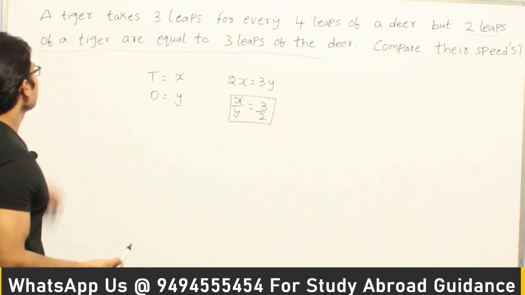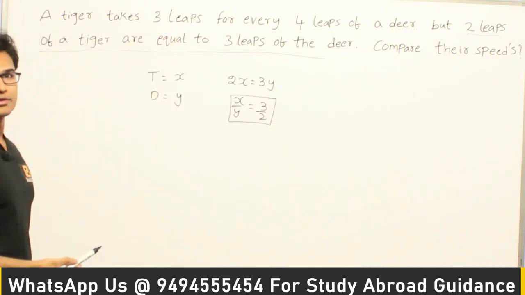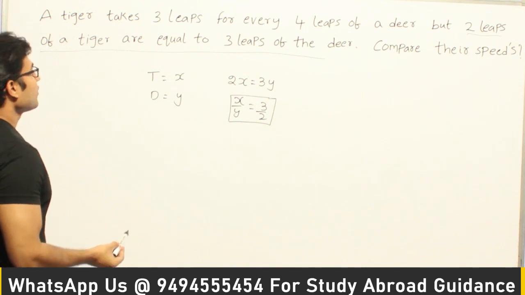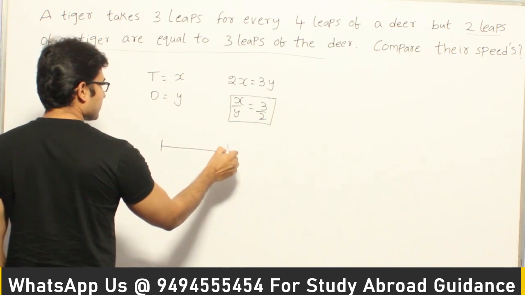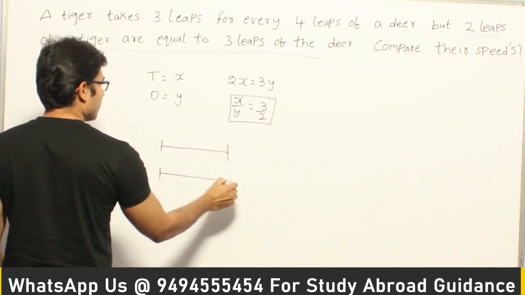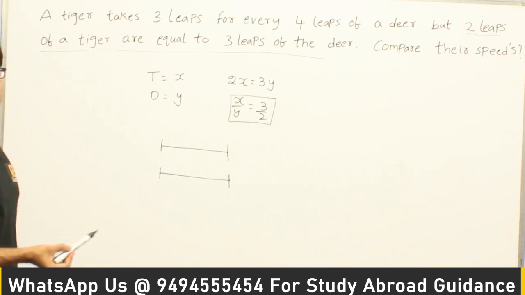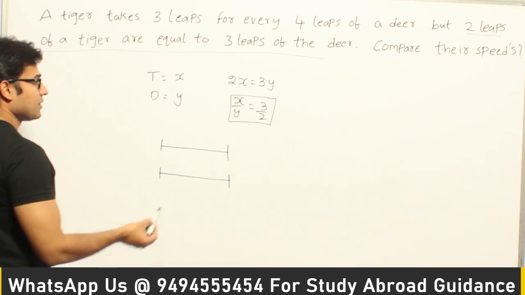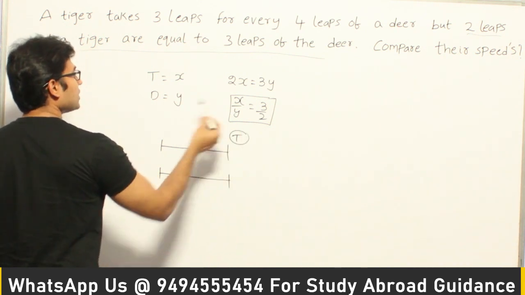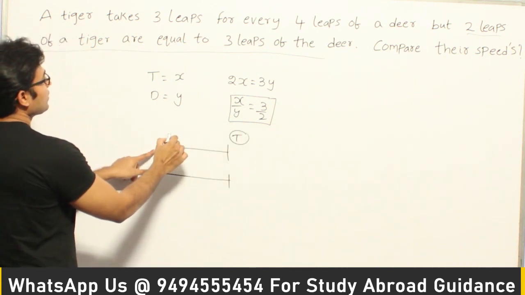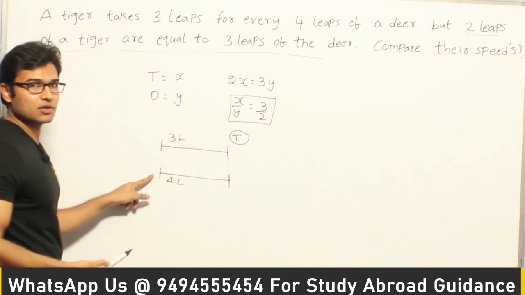Now if you look at the first one, a tiger takes 3 leaps for every 4 leaps of the deer. So what does it mean? Now if they have to cover some distance in some time, so in a given time, let us assume that the given time is t. If the tiger is taking 3 leaps, the deer is taking 4 leaps. That is the meaning of it, right?